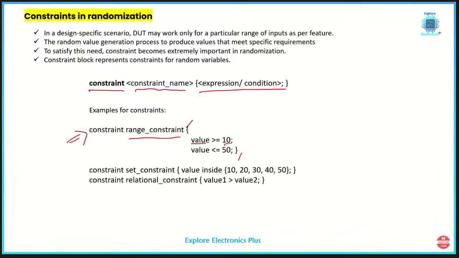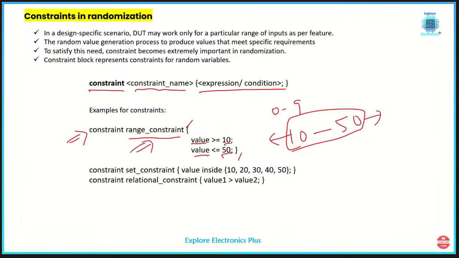This means the values should be generated as random values greater than or equal to 10. 0 to 9 it should not generate. Similarly, I have another constraint inside: value should be less than or equal to 50. This means we are telling the randomizer that it should generate only values between 10 and 50. It should not be less than this, and it should not be greater than this. That is the way we can put a constraint for the randomization.